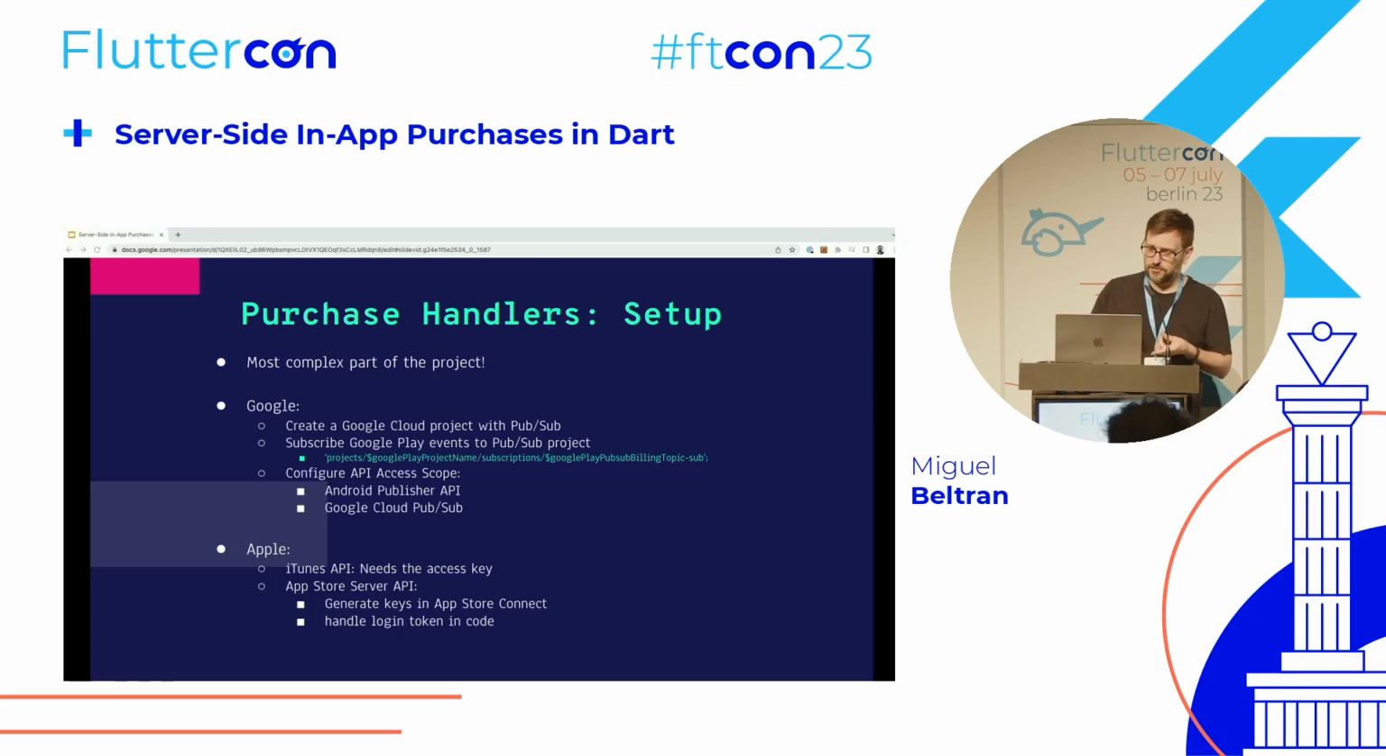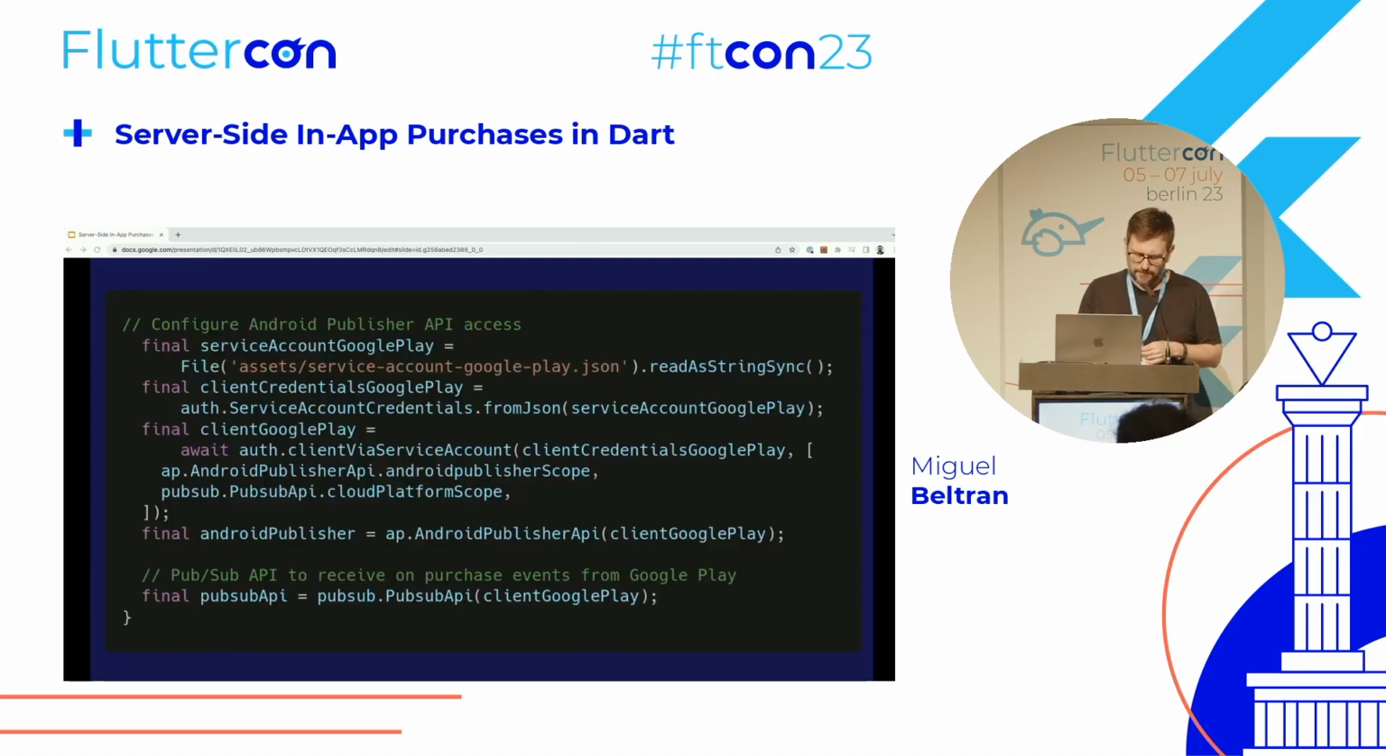On the Apple side, you need to configure access to iTunes, and this is very easy. You just get a key that you need to paste into your code. The App Store Server API is a little bit more complex because you need to generate some keys, download them, and load them. And also you need to handle some authentication token when you connect into the Apple API, but I'm going to show you a little bit how to do that.